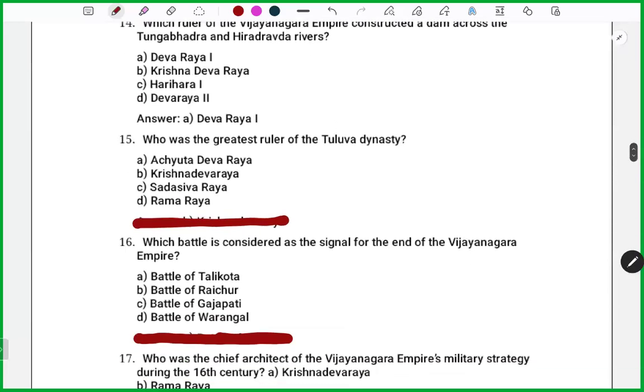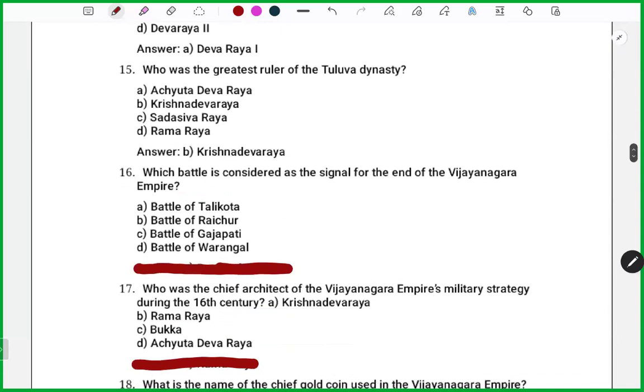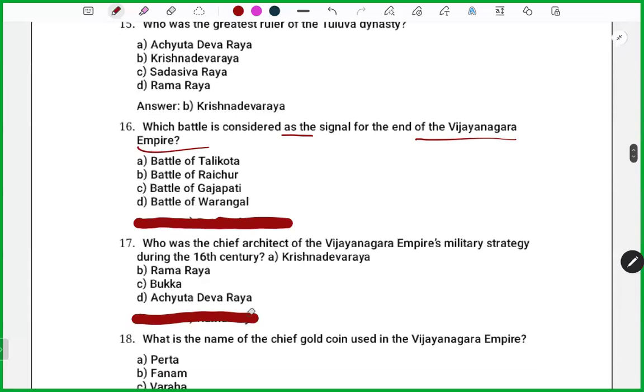Who was the greatest ruler of the Tuluva dynasty? Krishnadevaraya. Okay. And which battle is considered as the signal for the end of the Vijayanagar Empire? Talikota. Talikota. All right.